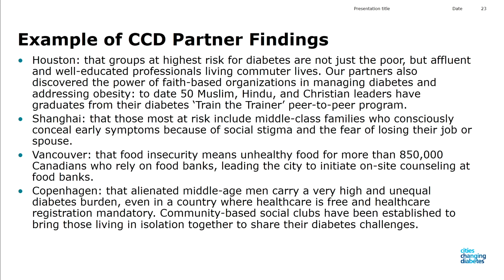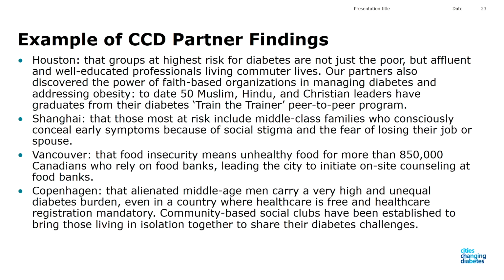In Shanghai, we found the stigma of middle-class families. The people concealed their diabetes problem for fear of losing jobs or even spouses. In Vancouver, we found that in food banks, the 850,000 people who rely on them were eating very, very unhealthily, leading the city to initiate on-site counseling.